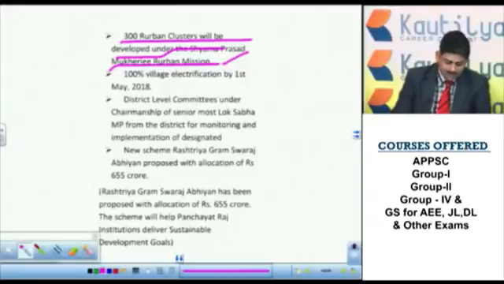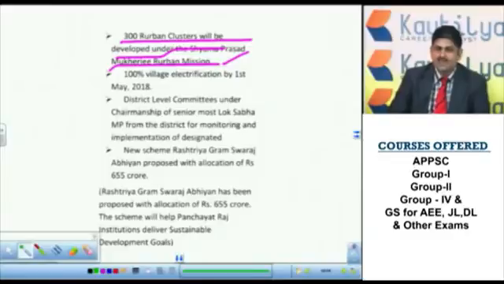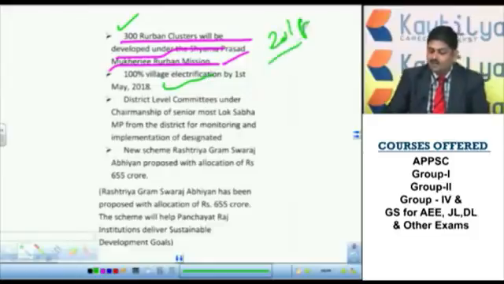Now, 300 urban clusters will be developed under the Syama Prasad Mukherjee Urban Mission. This is another one, started in both rural and urban areas. The scheme was declared in July 2015. Next, 100% village electrification by May 2018. We will see this particular scheme in detail in a later session, because it has much importance.